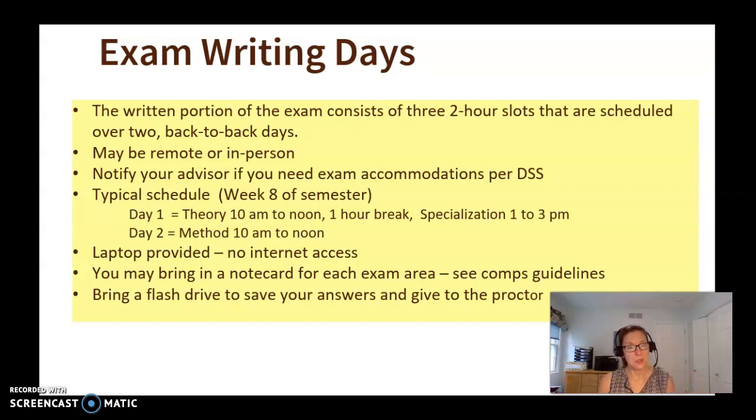The COMPS guidelines goes into this in a lot more detail, but it is acceptable for you to bring a 3x5-inch note card with citations for each area. So 3 note cards total, 1 for each exam area, that will help you remember the articles or sources that you want to use and cite in your written answers, because it is expected that you will use in-text citation for your answers. There's no reference list needed.